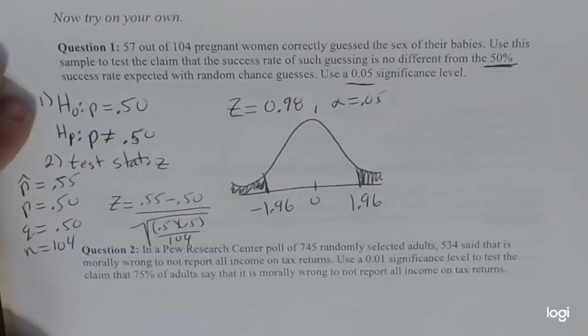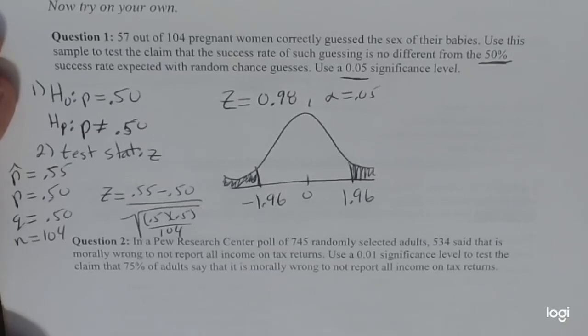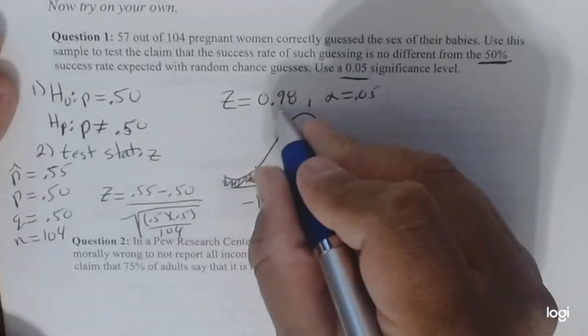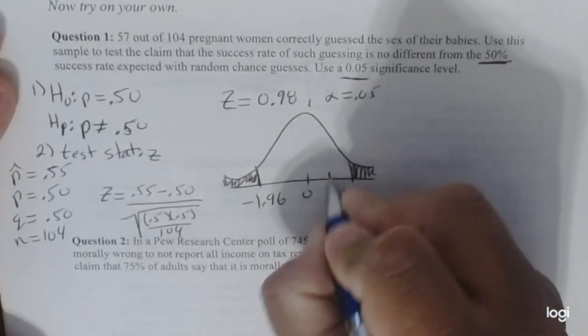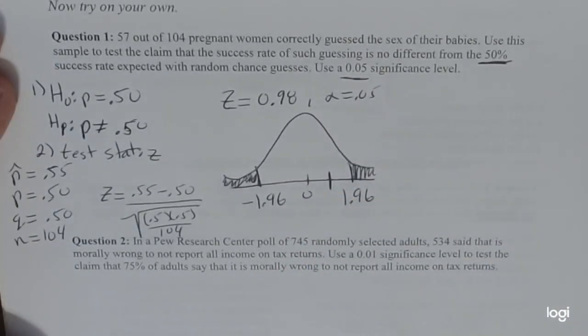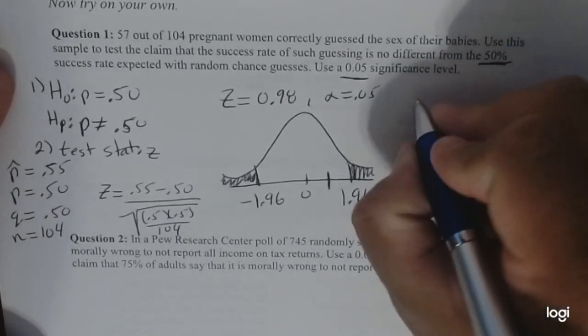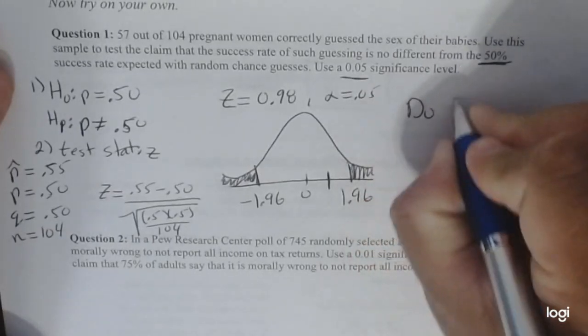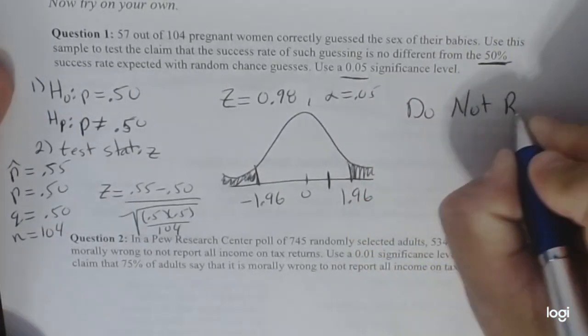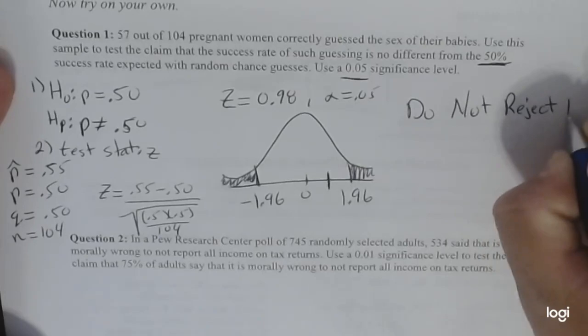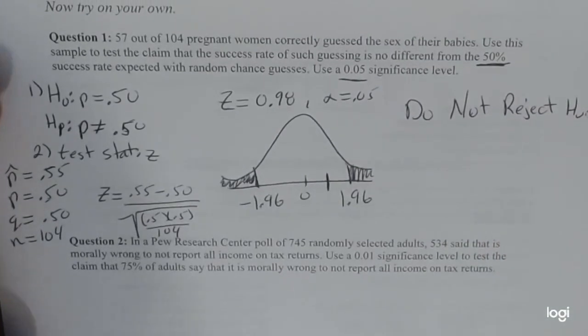Okay. All right, and then finally, we plot our point. So our z-score is 0.98, so it's roughly somewhere over here, right? Okay. So here's the question. Is our z-score in the shaded regions? Again, hopefully you say no. So therefore, we do not reject our null hypothesis.